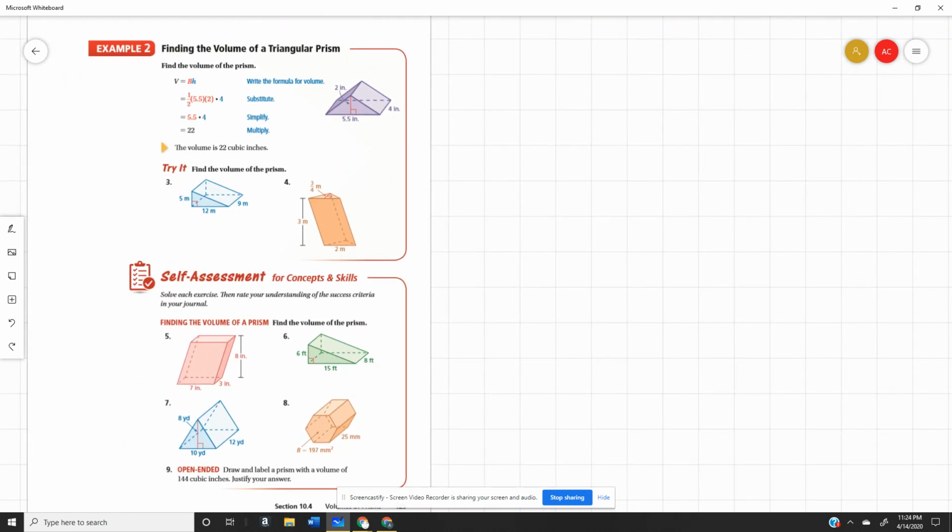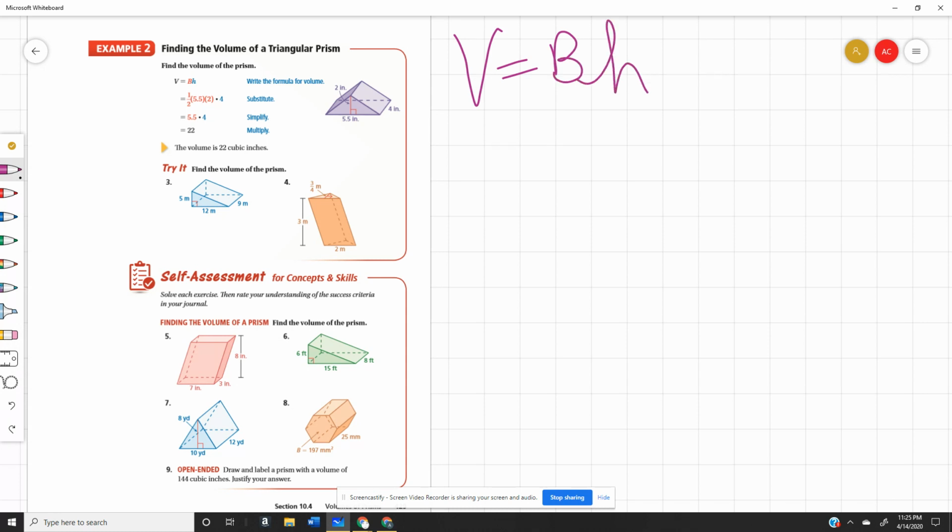Example 2, finding the volume of a triangular prism. So when we're finding the volume of a triangular prism, we're using the exact same formula, area of the base times height. What we have to remember here, though, is that when we're finding the area of the base of a triangular prism, our base is a triangle.